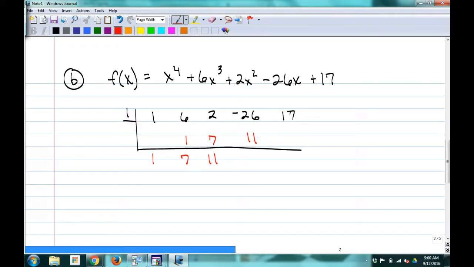What did I do wrong? 9. Oh my gosh, that's fine. There we go. Negative 17. Negative 17. There's a 0. Sorry. All right, so that got us down to a cubic.